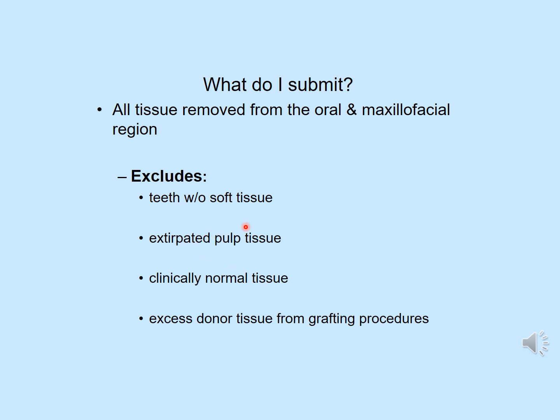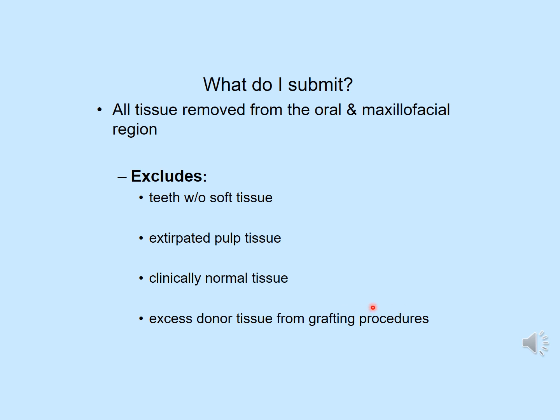Second, extirpated pulp tissue. Now, extirpated pulp tissue is tissue that is removed when RCTs are done. Although it's human tissue that is being removed, we do not submit it for biopsies because evidence until now does not show any metastatic diseases that come to the pulp, or any major life-threatening diseases that can occur inside pulp tissue.